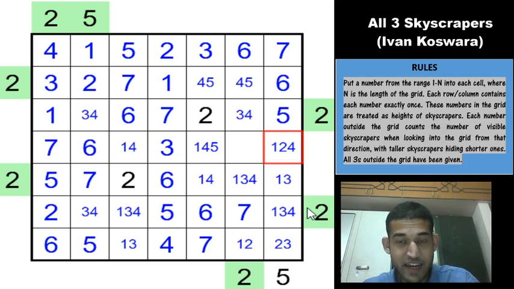Great puzzle, guys. Really a great puzzle. This was one of my favorite puzzles in the contest. I really enjoyed solving this puzzle. So what do we do next?